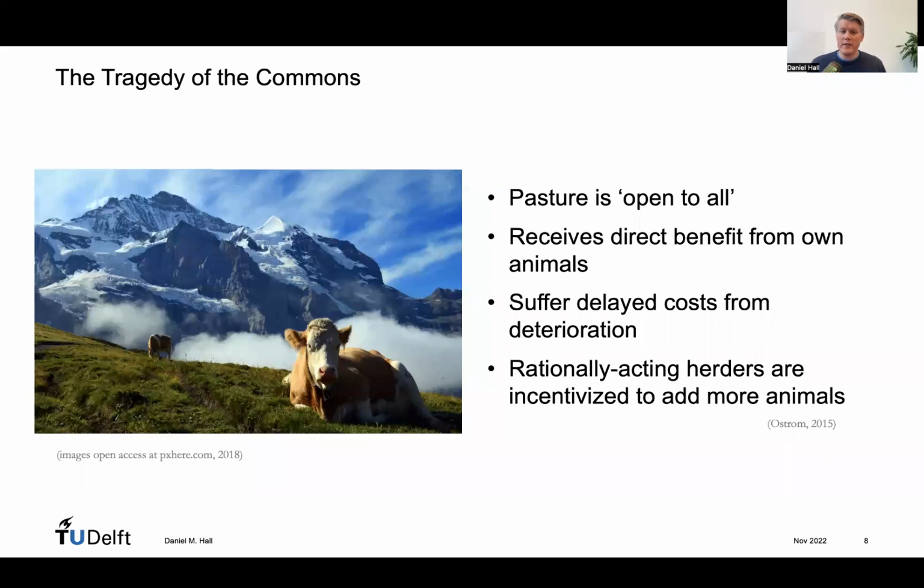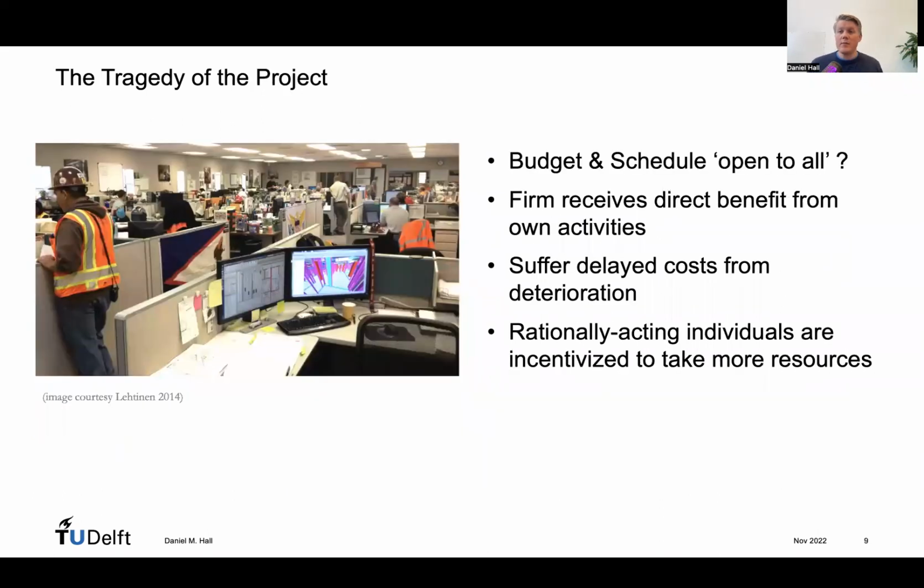What is a common pool resource scenario? Many of us may be familiar with what's referred to as the tragedy of the commons. In this situation, you have, for example, a pasture that's open to all the different herders that live on the mountain. They receive a benefit for their own animals grazing. And if they're rationally acting, they're going to be incentivized to add more and more animals, but the overall resource system might suffer.